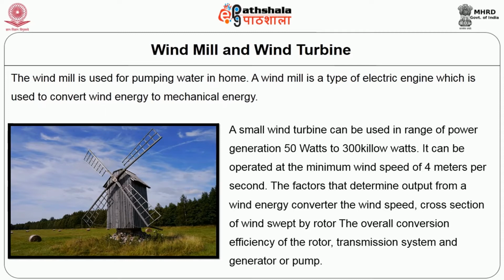The factors that determine output from a wind energy converter are the wind speed, the cross section of the wind swept by the rotor, etc. The overall conversion efficiency of the rotor, transmission system and generator or pump is also a factor which determines the wind energy output.